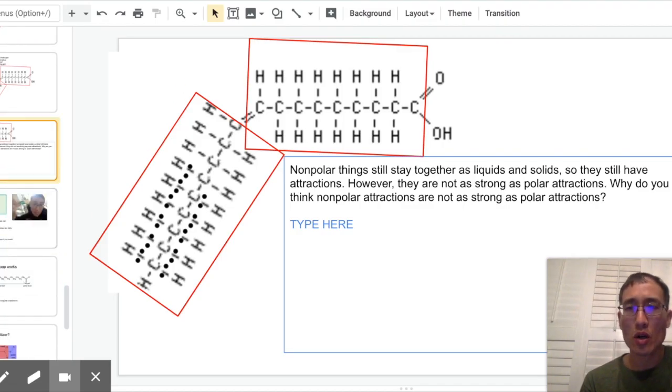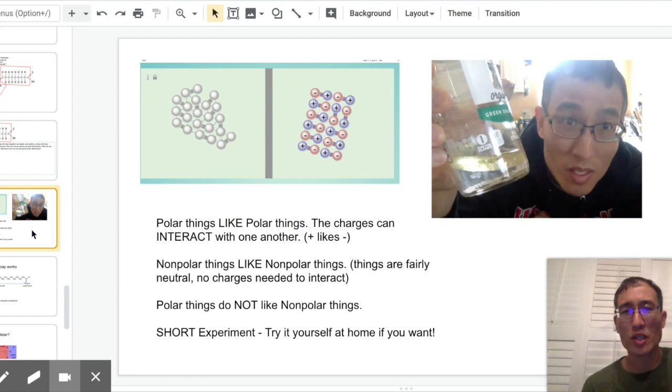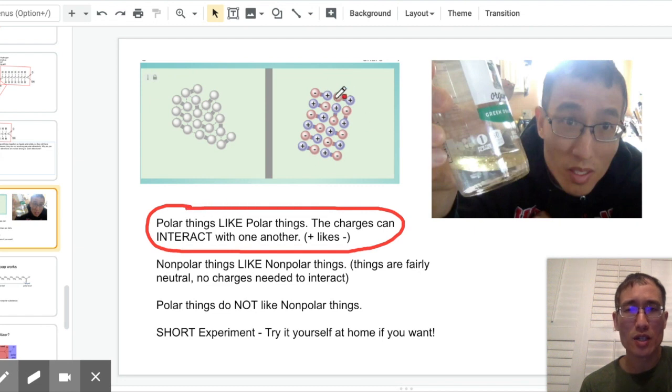Okay, so finally, we're going to start moving back into this idea of what's going on with polar and nonpolar things. So polar things like water, we have plus and minus charges, and the thing that we've got to know today is our phrase: like attracts like. So polar things like polar things. This is an attraction here. This is an attraction here. This is an attraction here, and so on. So there's attractions everywhere here, and positives and negatives like each other.